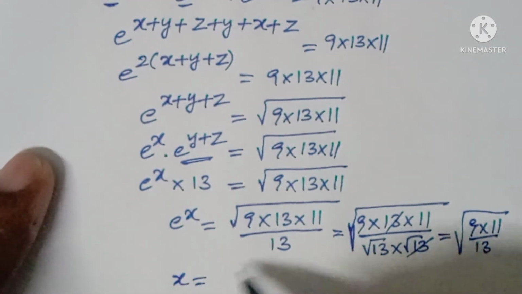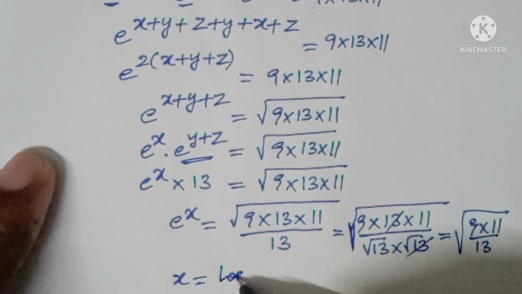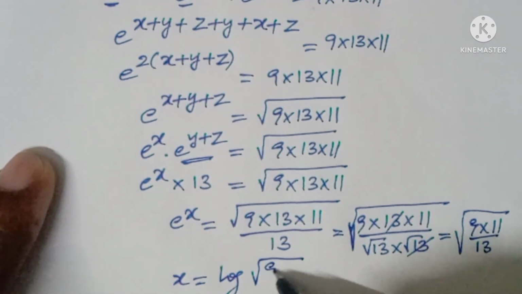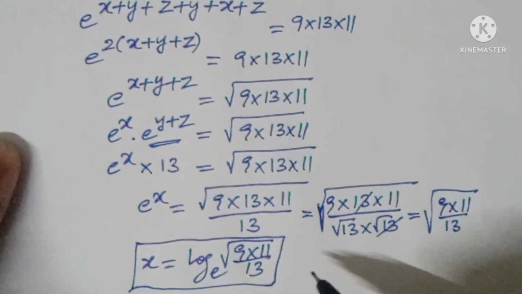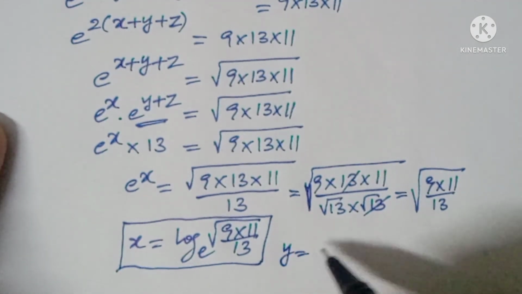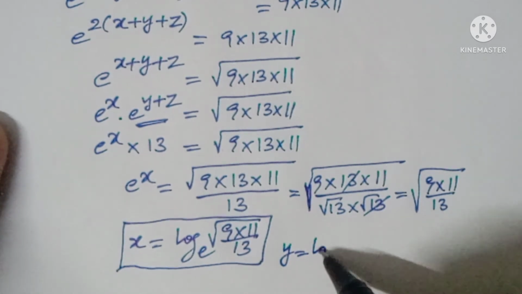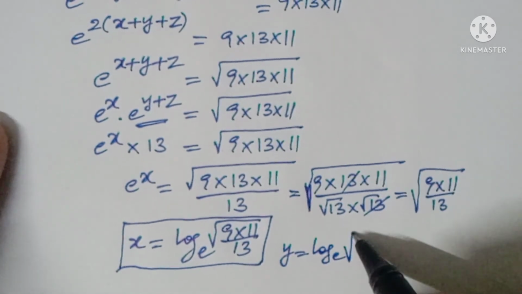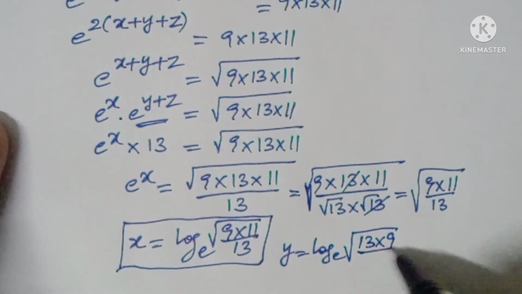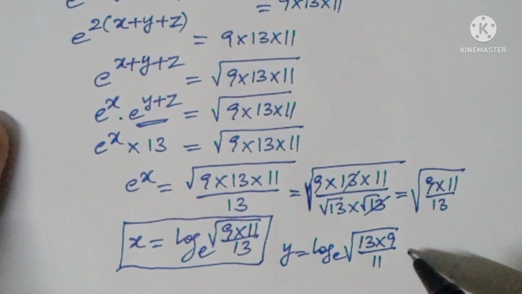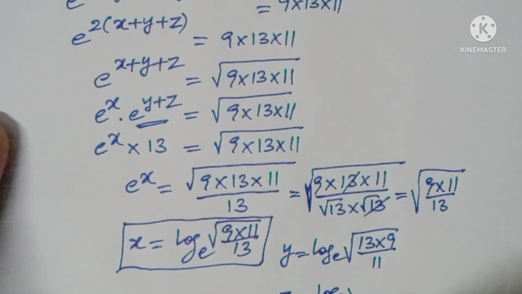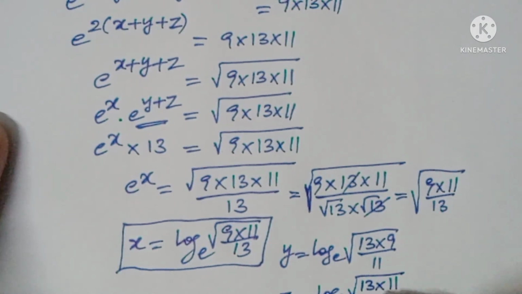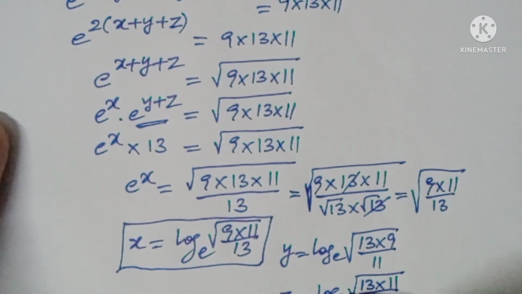So x value is equal to, taking log base e, log of root of 9 into 11 by 13. So this is the value of x. Similarly you can get the y value. Y value is equal to log base e of root of 13 into 9 by 11. In the same way, z is equal to log base e of root of 13 into 11 by 9.